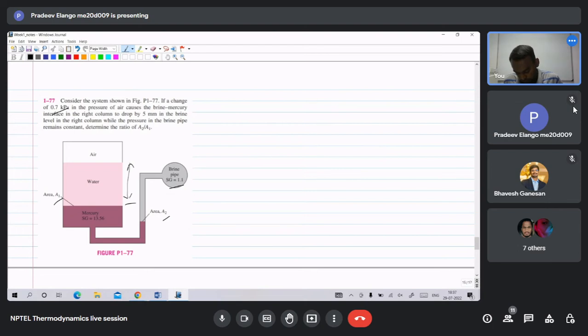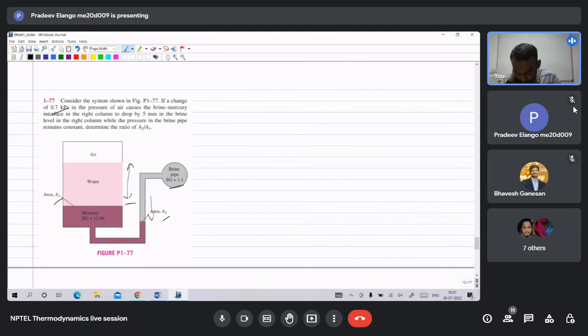I hope the problem is clear. So now we need to find the ratio between A2 and A1. Okay. So when there is a 0.7 kilopascal change in the air pressure, the brine level goes down by 5 mm, and with this we can calculate the ratio of A2 by A1.